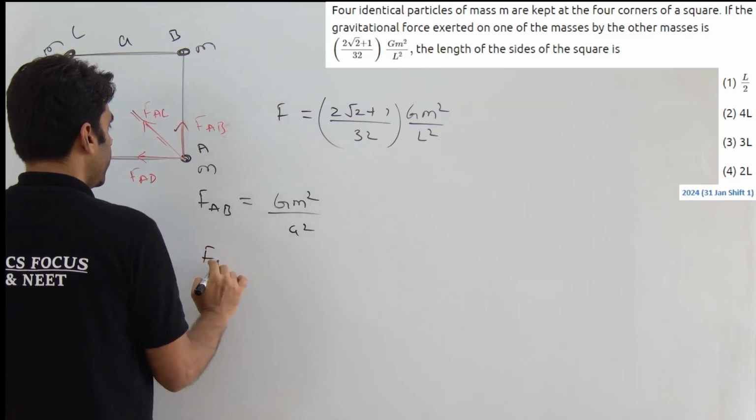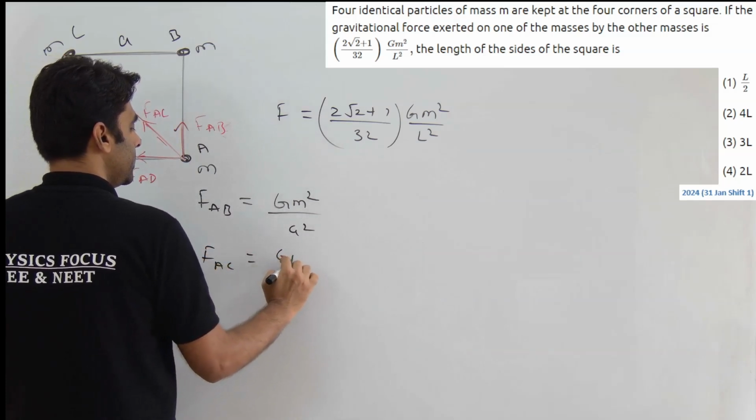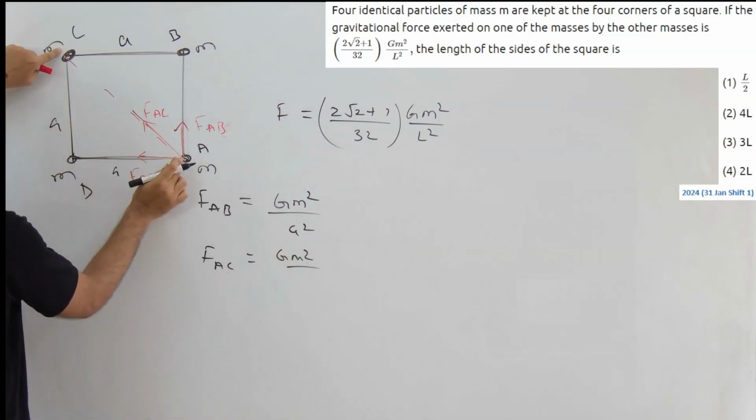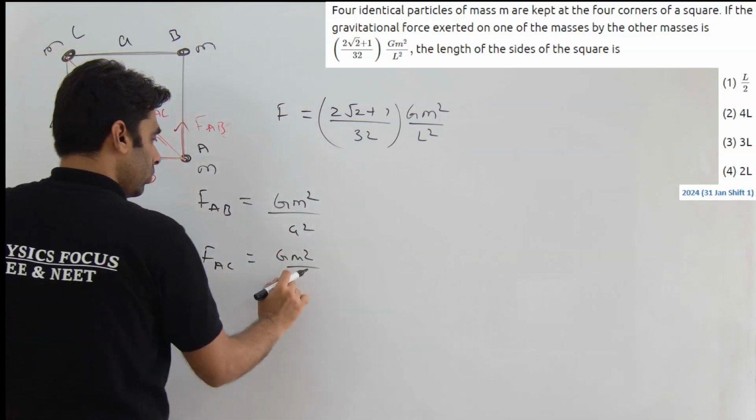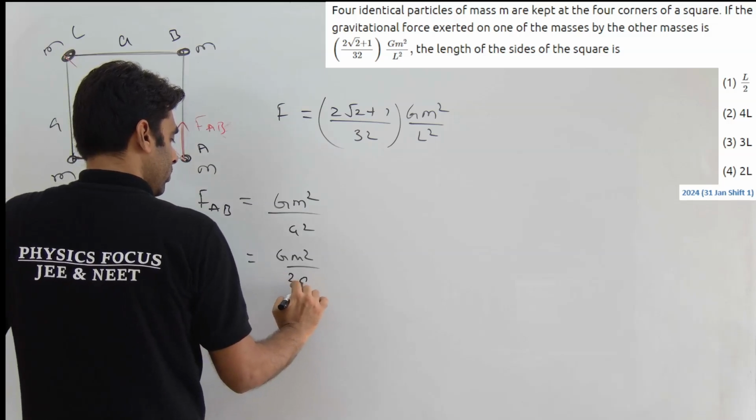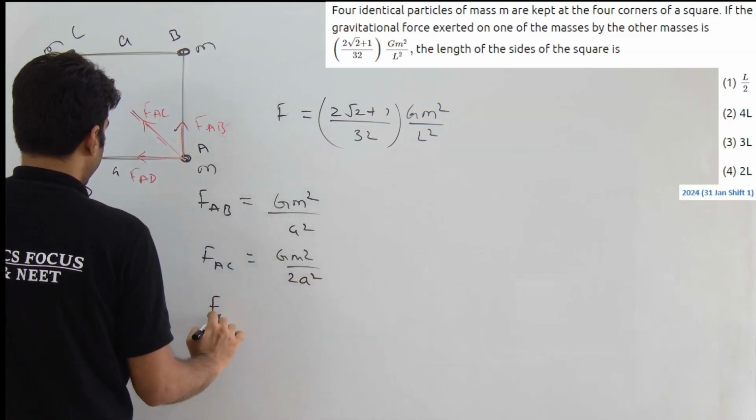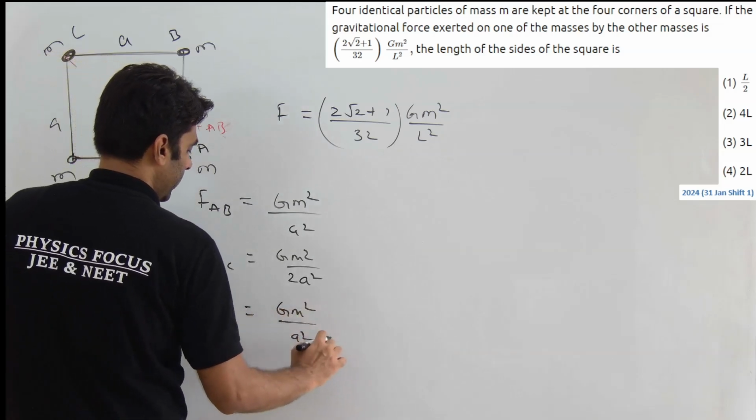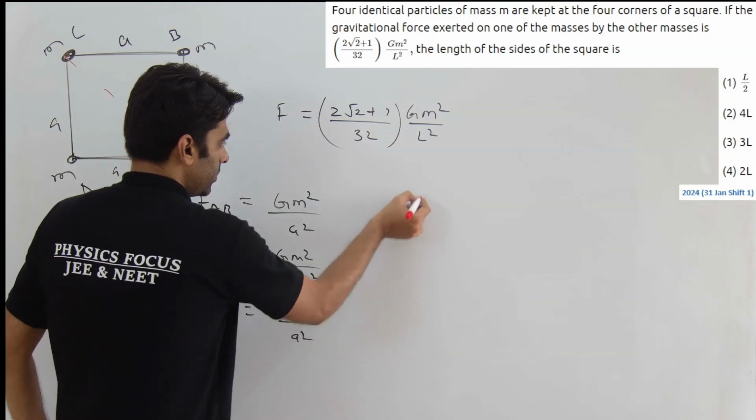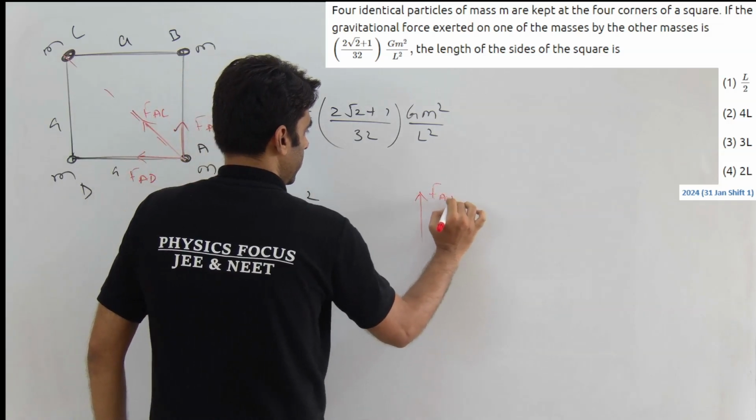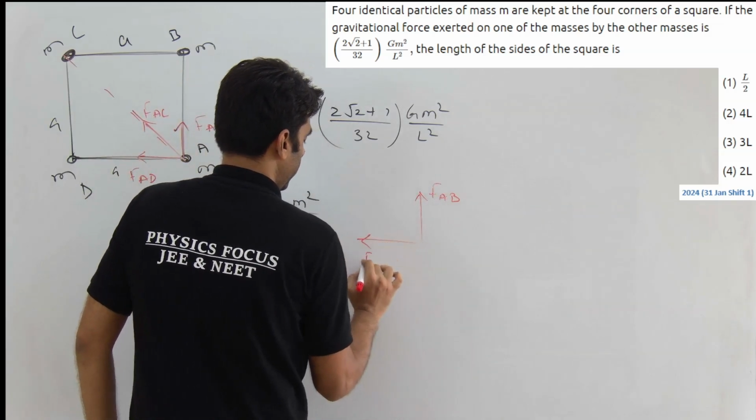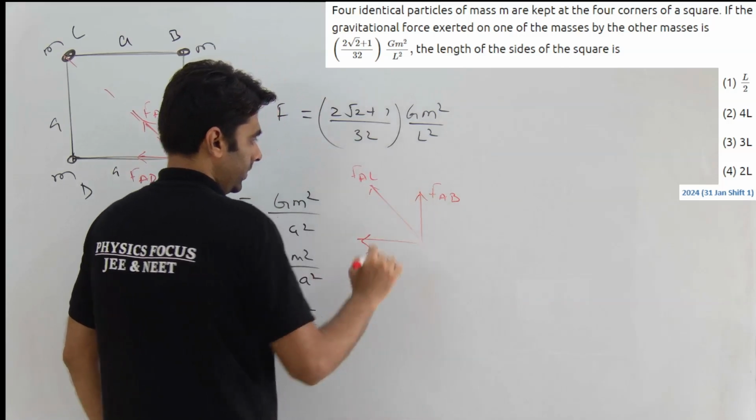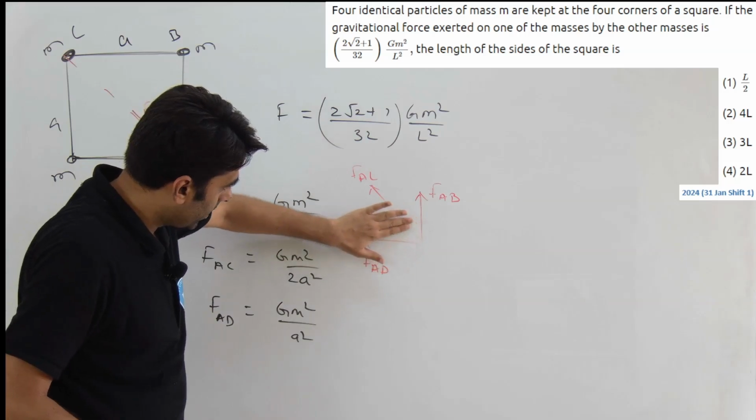FAC will be G m square by the separation square. This is A, this is A, so the separation will be root 2 A. So root 2 A whole square is 2A square. FAD will be G m square by A square. The directions are: this is your FAB, this is your FAD, and over here we have FAC, right? For a moment, ignore this.